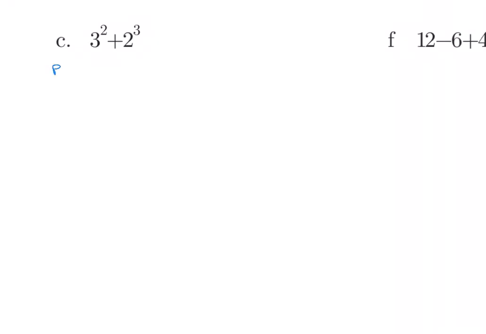We have 3 squared plus 2 cubed. Okay, do we have parentheses? No, we do not. We do have exponents. 3 squared is 3 times 3, which is 9. 2 cubed is 3 2's multiplied together. If we multiply, 2 times 2 is 4. Times 2 is 8.